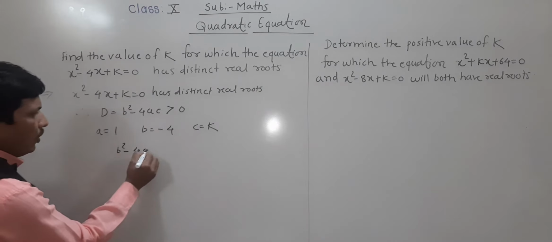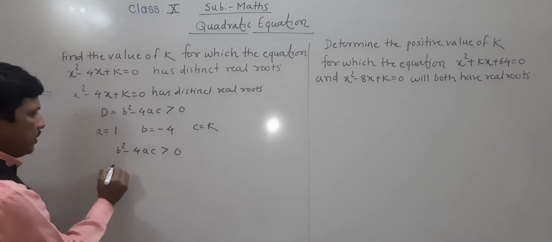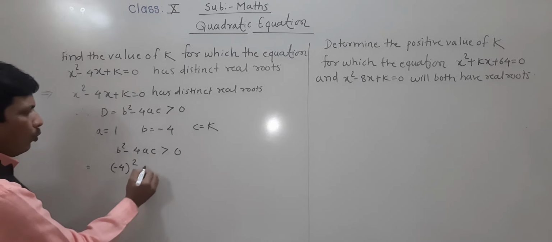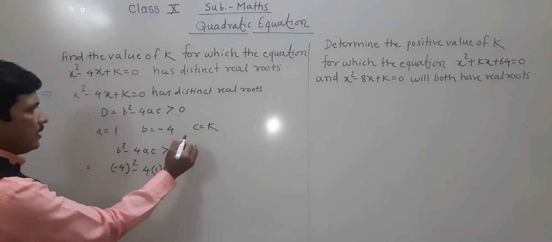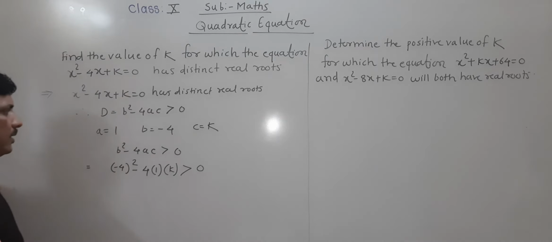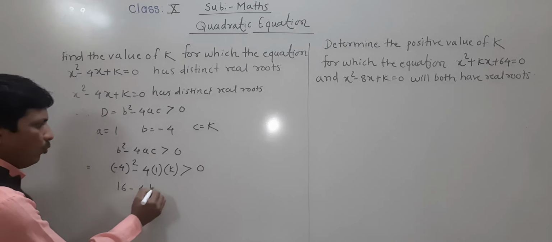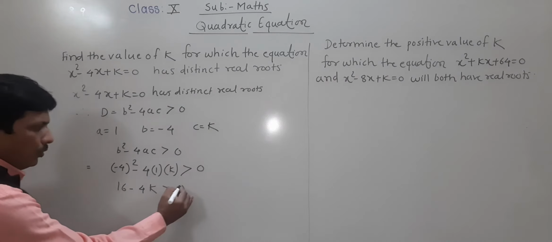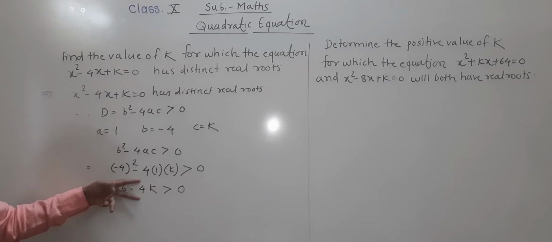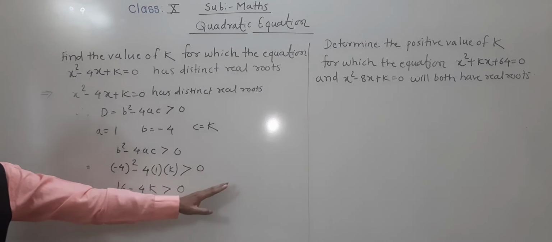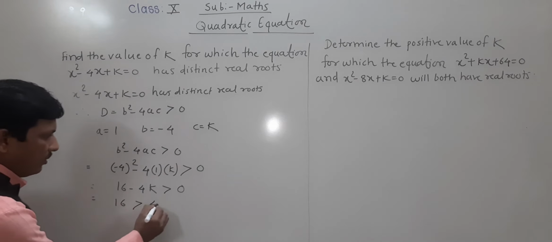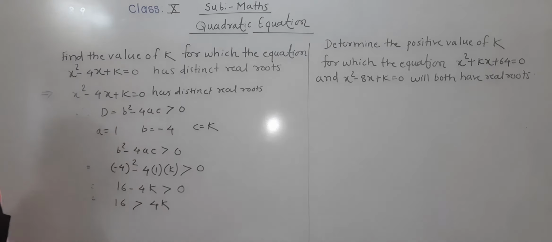b square minus 4ac is greater than 0. b square is minus 4 square, minus 4 into a, what is a? 1, and c is k, is greater than 0. Okay, so 4 square is 16. 16 minus 4k is greater than 0. Now, minus 4k we can set in the RHS. At that time what is going to happen? See, 16 is greater than plus 4k. Minus 4k will be plus 4k.